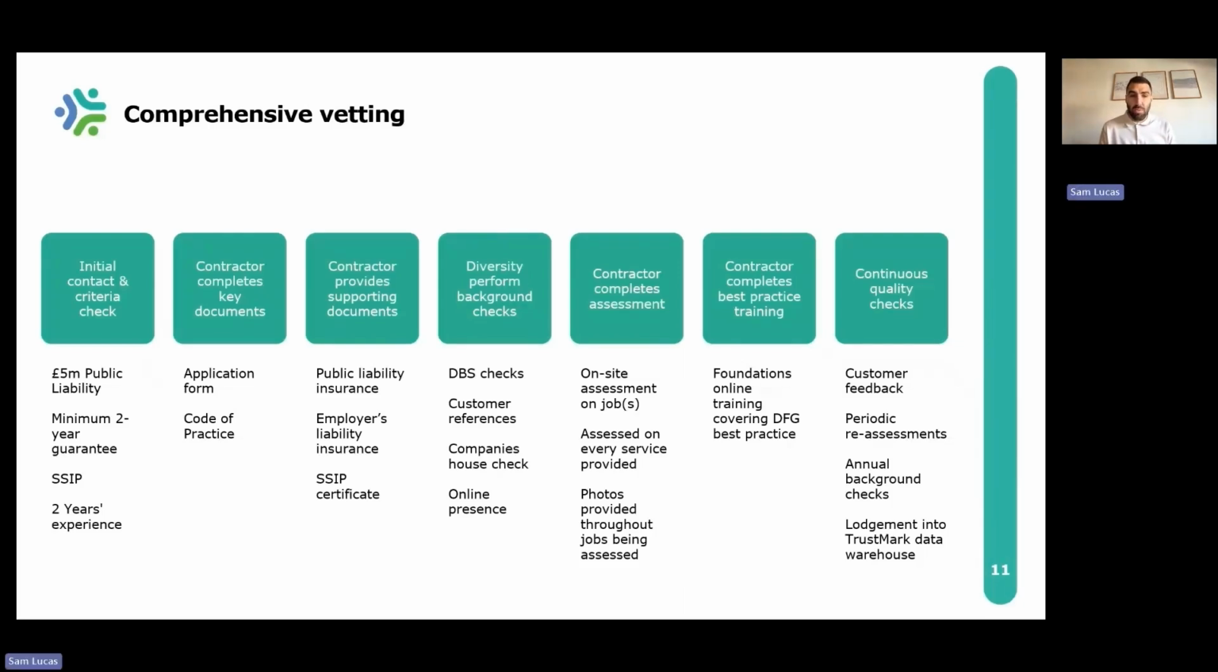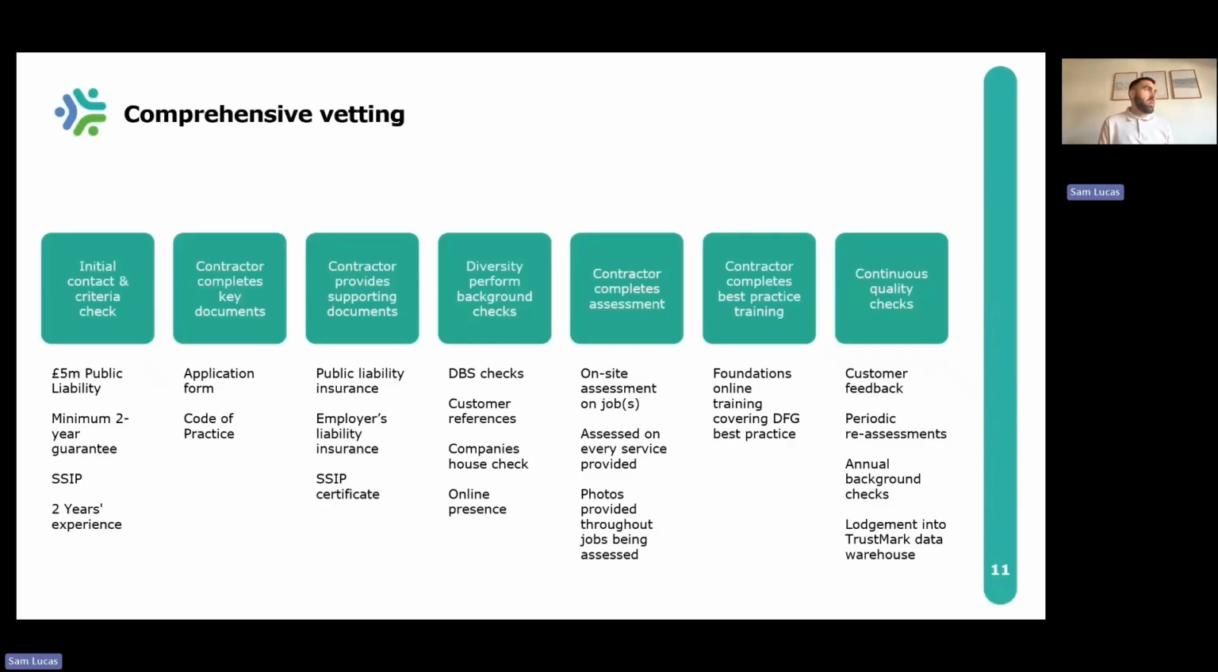They'll also provide supporting documents to prove what they said in the initial criteria check. Alongside that, we perform background checks, including DBS checks. Anyone who's going to be on site has to have a DBS, and we record that. We'll check the customer references initially provided. We'll run a financial check via Companies House, looking for any flags around multiple changes in directors, liquidating companies, etc. And just looking for flags.